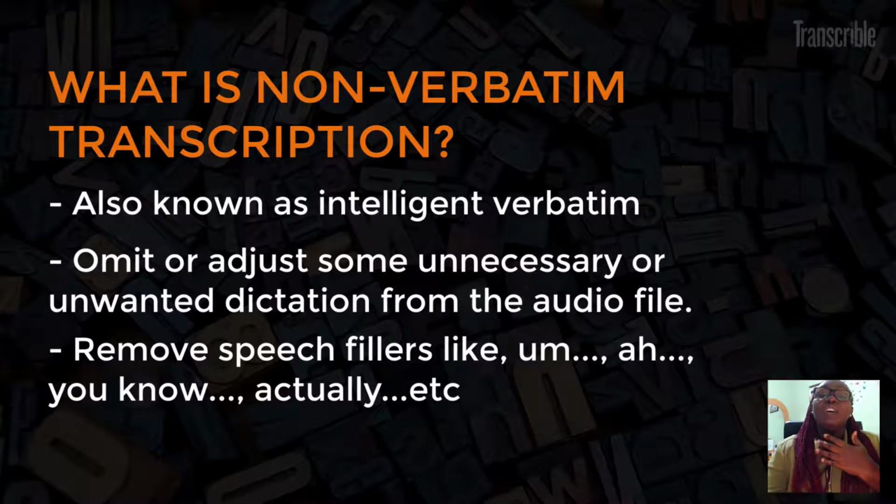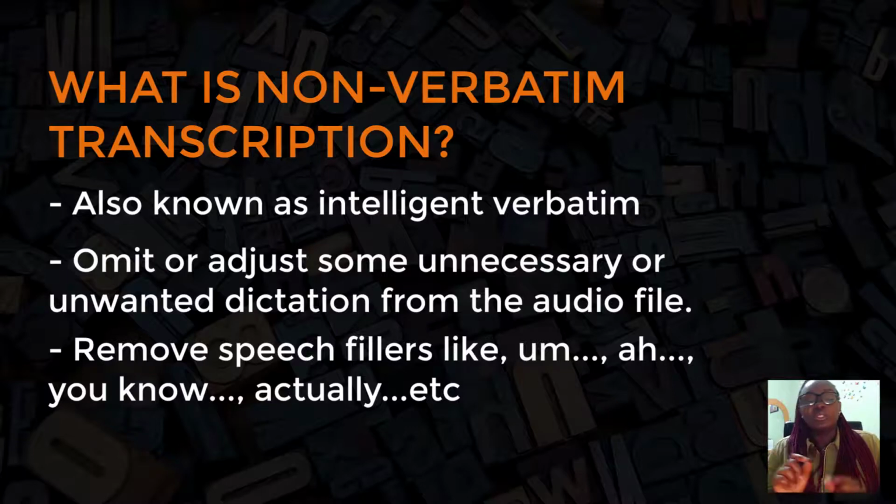Now, you also have to understand that non-verbatim transcription is still perfect. Don't think you're ruining your client's transcription job. No, you're not. It's also a perfect representation of what was recorded on the audio file, just that you are stripping it of some unwanted elements, which could be distracting. So that is all for today on non-verbatim transcription.